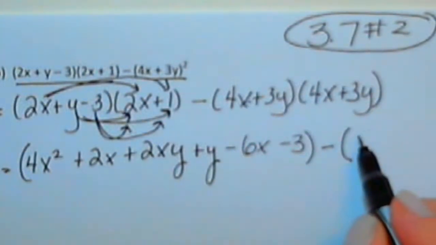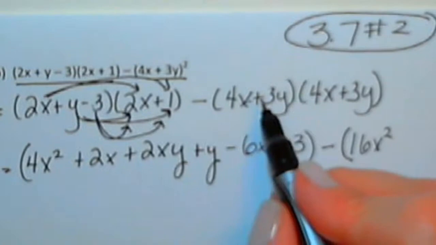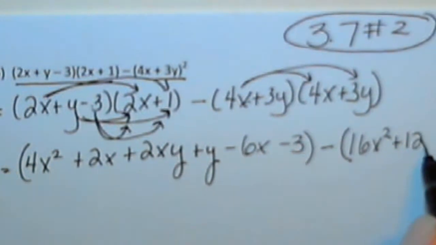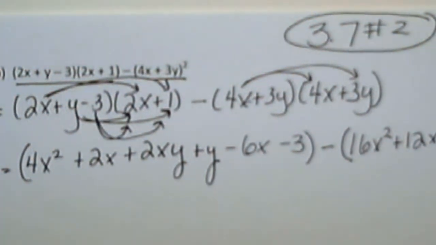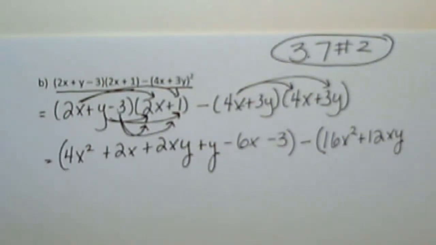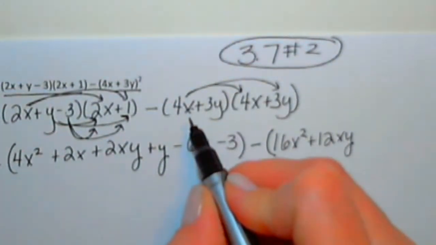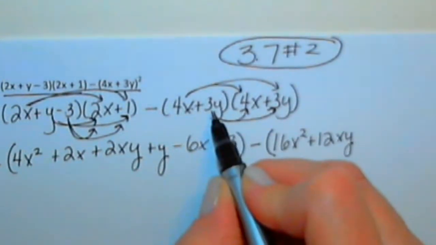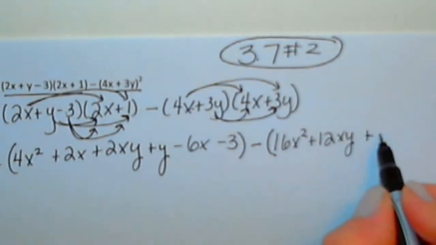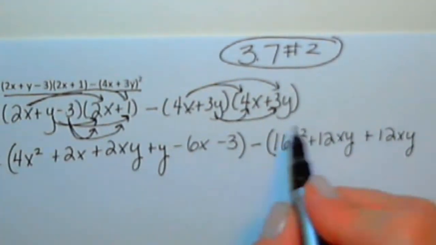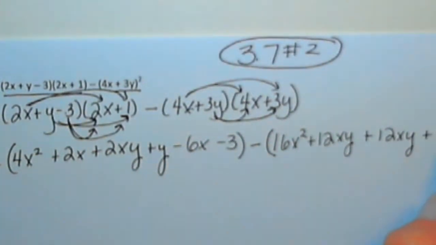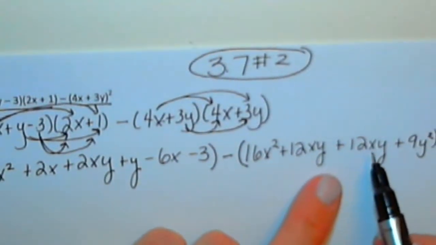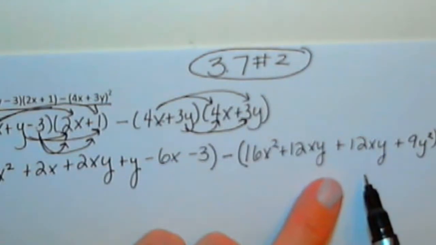4x times 4x is 16x squared. 4x times 3y is plus 12xy. Now, this 3y needs to be distributed to both terms. 3y times 4x is plus 12xy. 3y times 3y is plus 9y squared. A little rule of thumb, if you have a term that has a couple of letters in it, it's traditional to write the letters in alphabetical order.